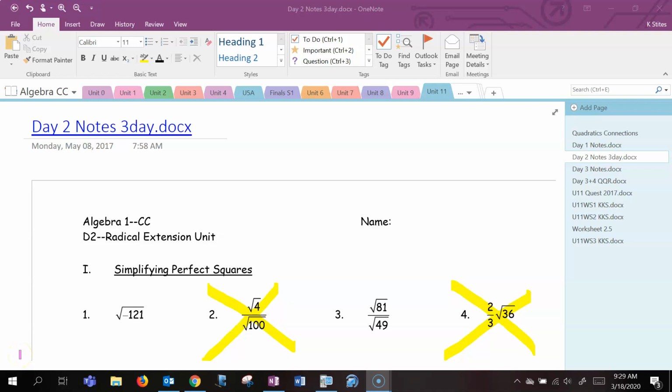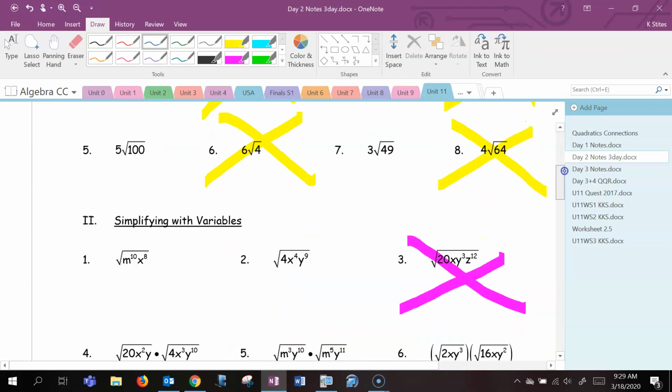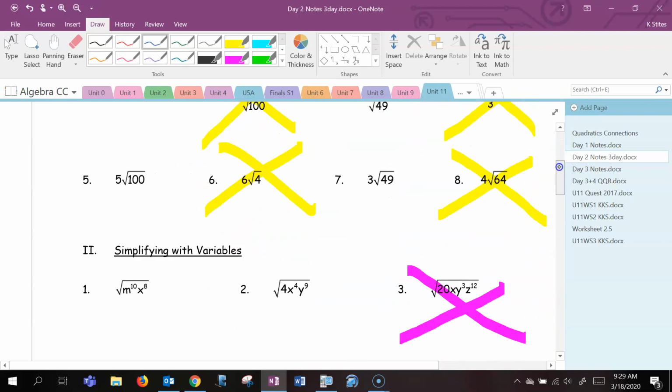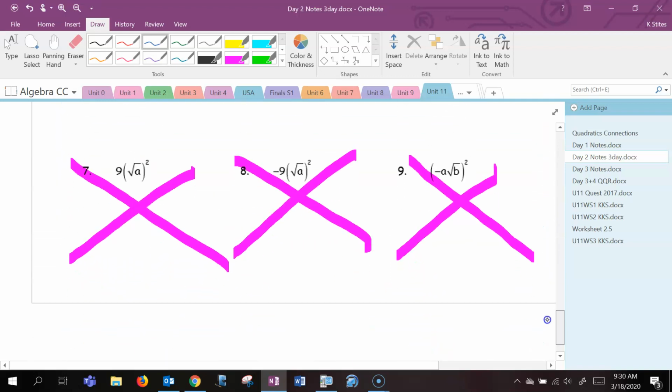Today we are on day 2 of our radical extension unit. We are going to start with a review of what we did yesterday just to make sure that we're all on the same page, and then we will go on to some new types of multiplying radicals. But pretty much this whole first page here is just a review of what we did yesterday, and then we'll get to the new stuff on the back.